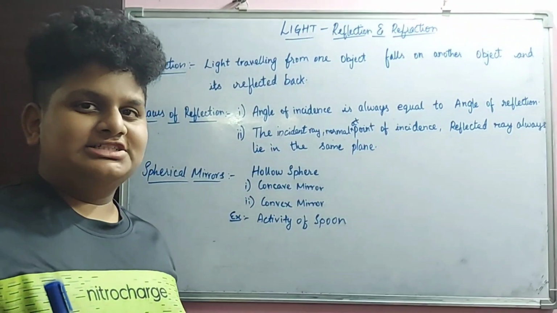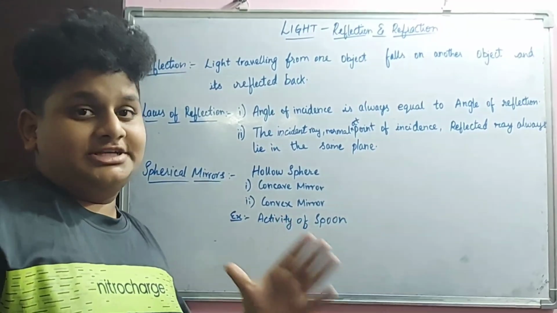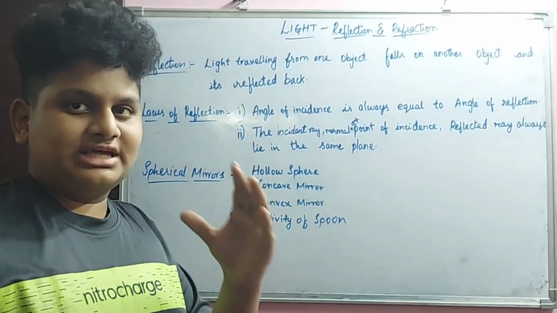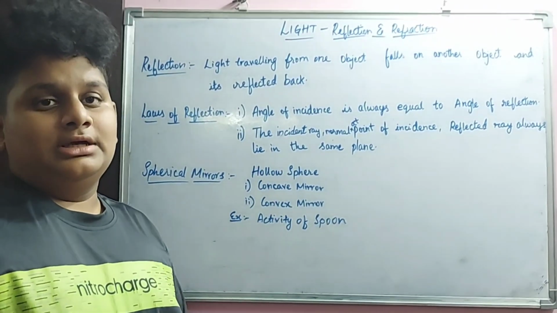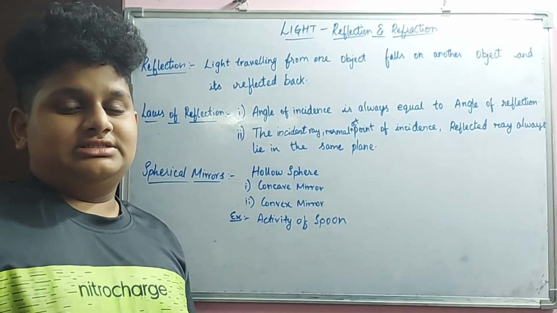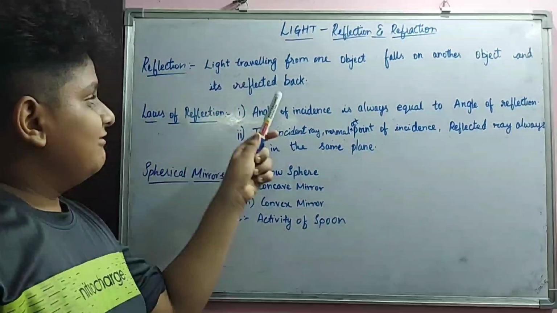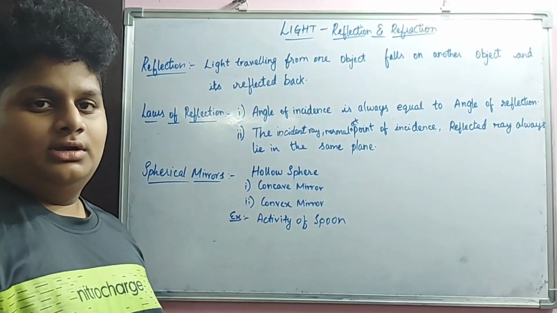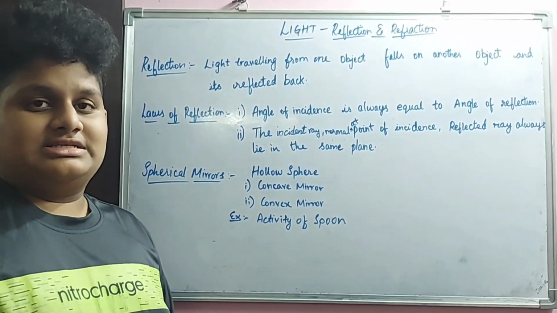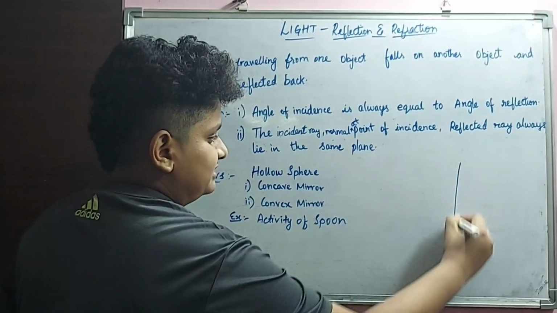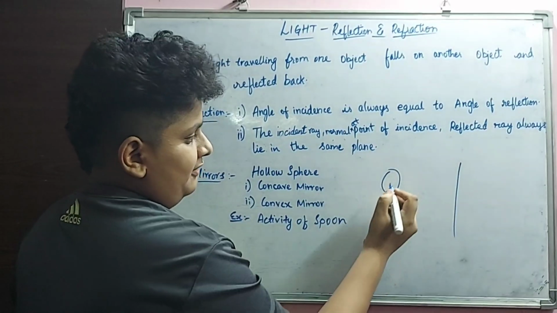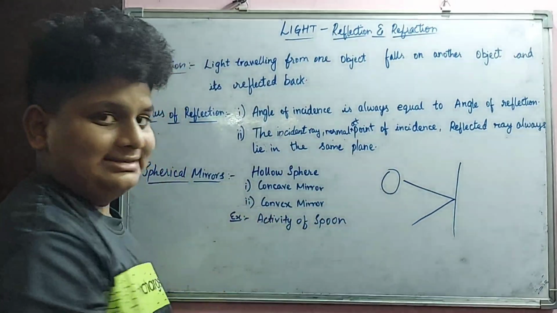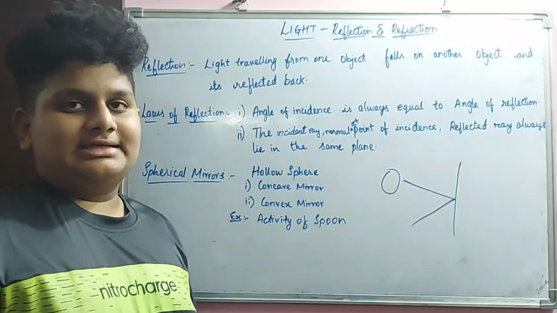Now let us see what is reflection. If there is a change in direction of light, or the light bounces back after falling on a surface, then it is known as reflection of light. For instance, let's define it: light traveling from one object falls on another object and is reflected back. For example, the ball. If this is a wall and this is a ball, when the ball is thrown towards the wall, it gets reflected back like this. So the ball is the best example for reflection.